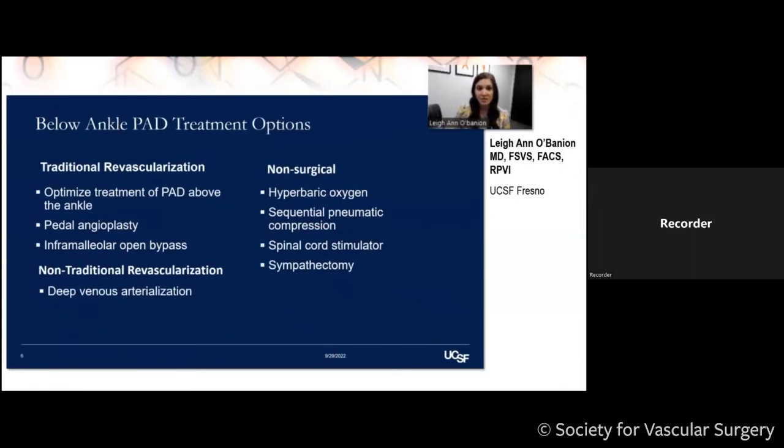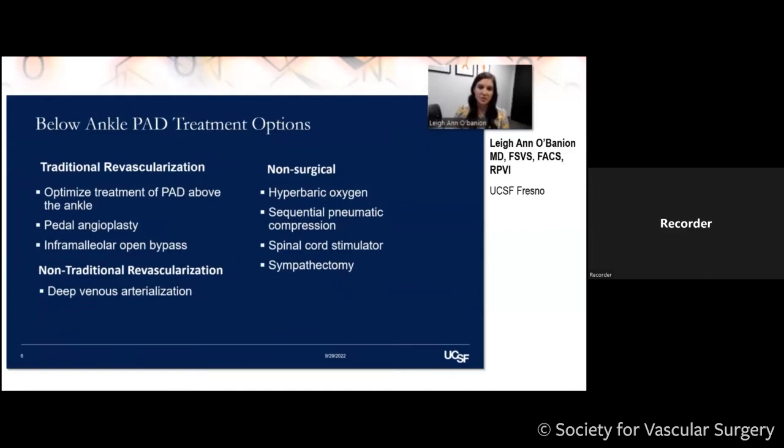So what's currently in our toolbox? Well, unfortunately, we are still limited to optimization of inflow, plain angioplasty, and inframalleolar bypass. Newer technologies such as LimFlow and traditional open deep venous arterialization may be viable options, but long-term high-powered data is lacking, and these tools require strong multidisciplinary limb salvage approaches, as these patients are quite complex.